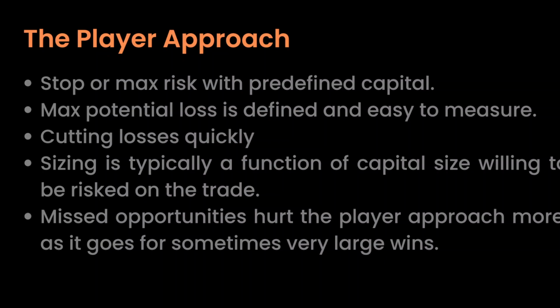Sure, right. And these are a few more characteristics of a player approach, right? So stop or max risk with predefined capital. Max potential loss is defined in each measure. Everybody, in my opinion, should have that. Whether you're house or player approach, having a clearly defined stop loss, cutting losses quickly, as we said, right? When you're down 1, 5, 10%, you're out of the trade very, very quick. You take a lot of small L's. Sizing is typically a function of capital size willing to be risked on the trade.